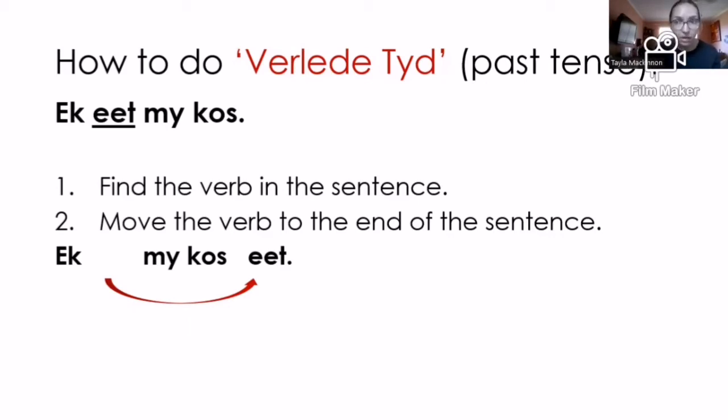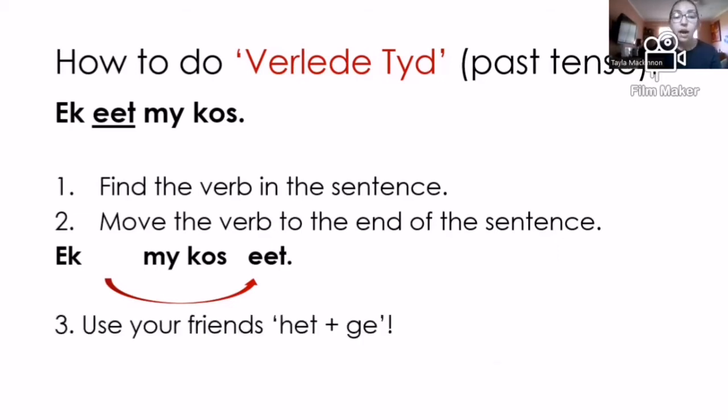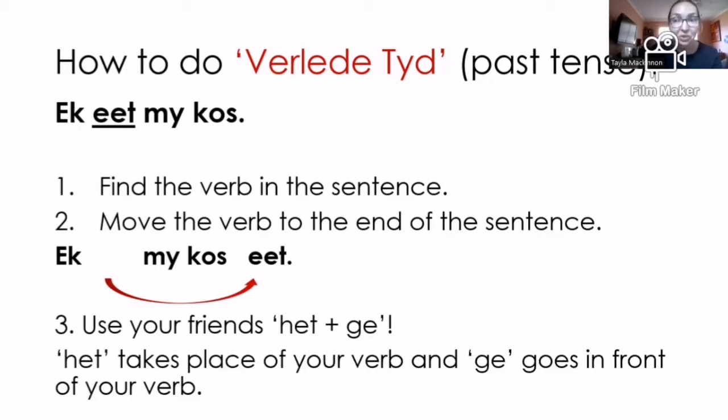Your sentence is not complete yet though, right? But you take your verb and you put it at the end of the sentence. So now you have a little missing piece in your sentence. This is where our friends come in, right? We have the friends het and ge, don't forget. Your friend het takes its place where the verb was, so het comes here. And then your friend ge comes just before your verb, which is eat. So I'm going to show you quickly how we're going to change the simple sentence of ek eet my kos to verlede tyd.